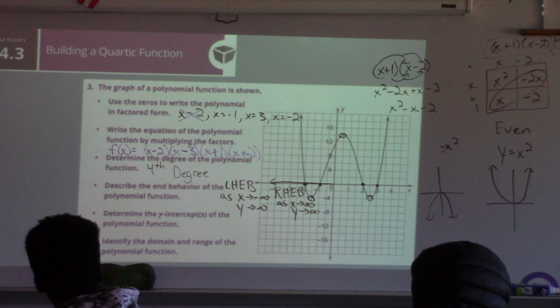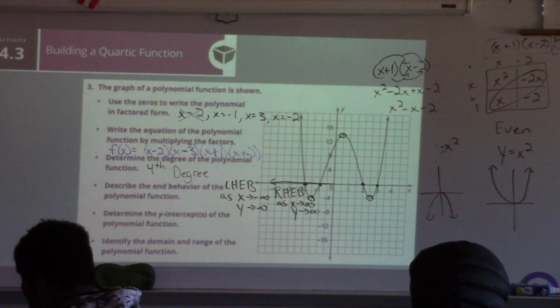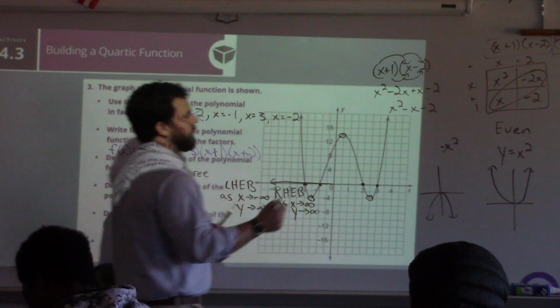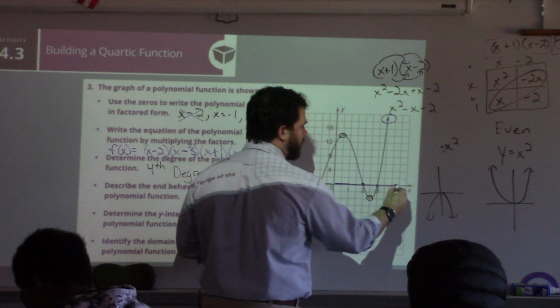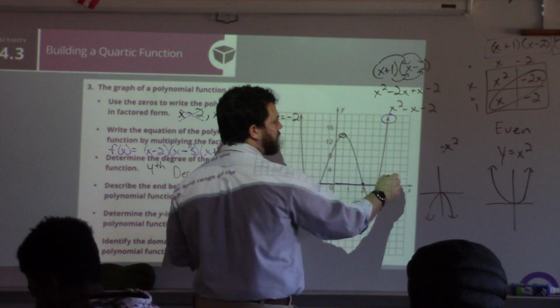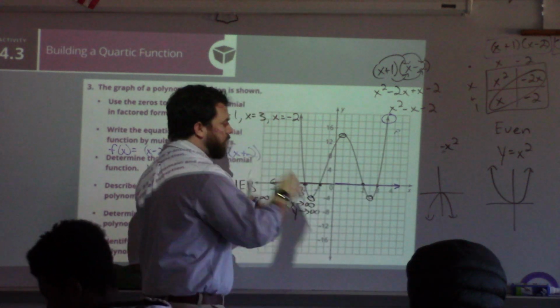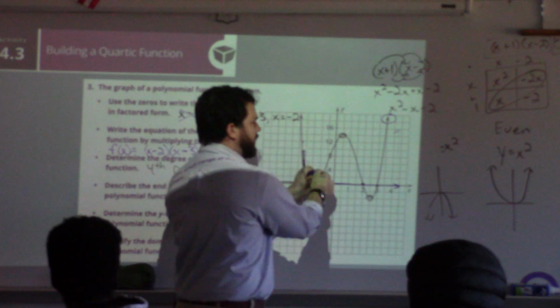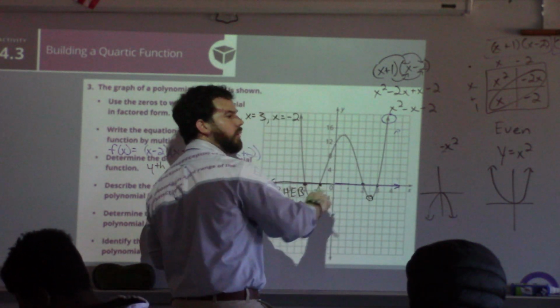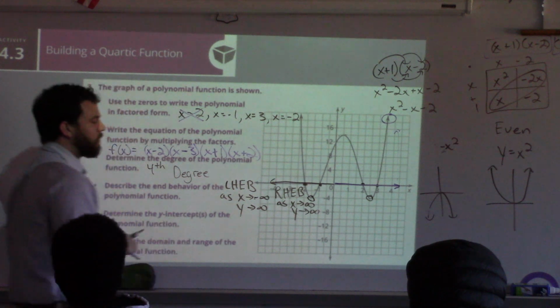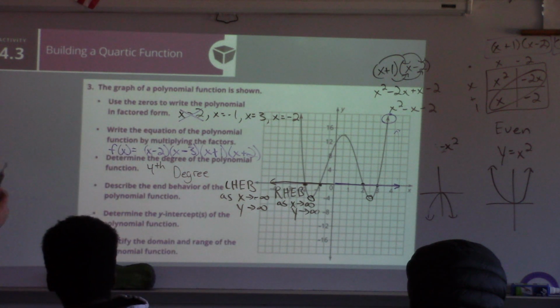Yes, ma'am. What are we looking at when we say approaches? Are we looking at the line? We're looking at the function, the curve, the arrows there. Oh, okay. So as x goes towards infinity, y is going towards positive infinity. Yeah. Notice I'm looking at the x-axis because that's telling me about the x values for the function, but I'm always looking at the function. I'm not looking at the axes completely to give me information. I'm looking at the function.